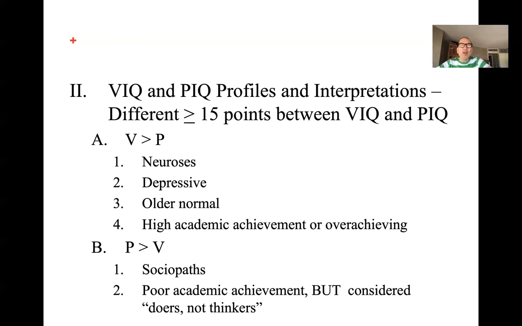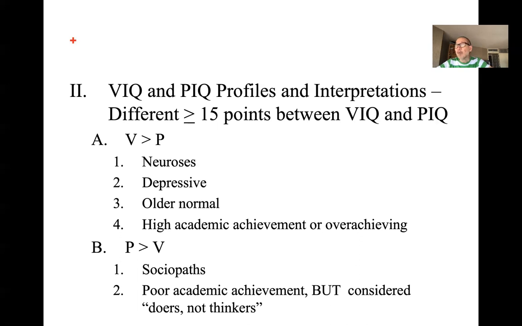Like your ability to discern essential from non-essential stuff, being able to look at a visual stimulus and know the essential thing that's missing. Those abilities tend to diminish far more than vocabulary and information, which tend to be fairly intact across time. And if the verbal is significantly higher than performance, it's very commonly found among high academic achieving individuals.